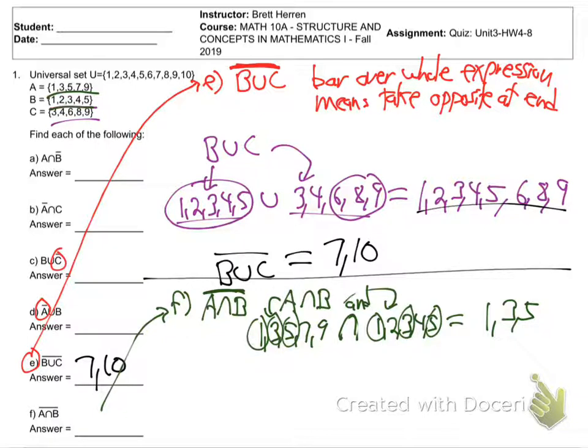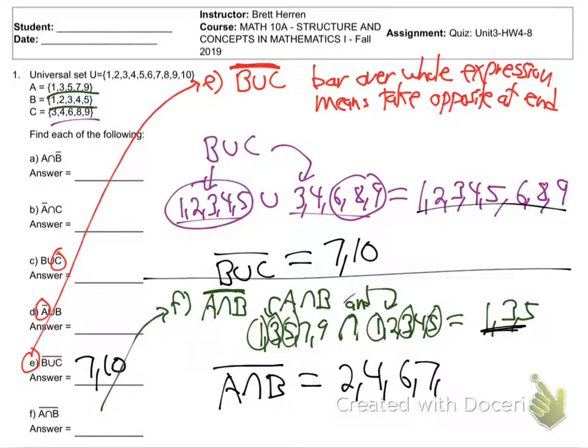Okay, but we need to now do the opposite. So we're supposed to take A overlap B, opposite of that. So the opposite of this is everything else. So 2, 4, 6, 7, 8, 9, 10. There we go. We did the opposite at the end.